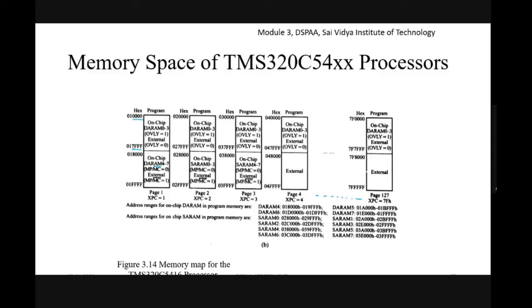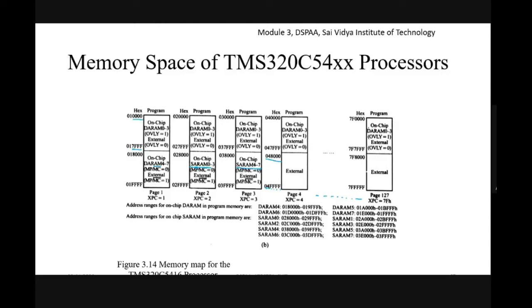When it comes to page 4, we don't have the on-chip. See here, in this case the difference is single access RAM is there, but in this case RAM is not available for the addresses starting from 48000 to 4FFFF.